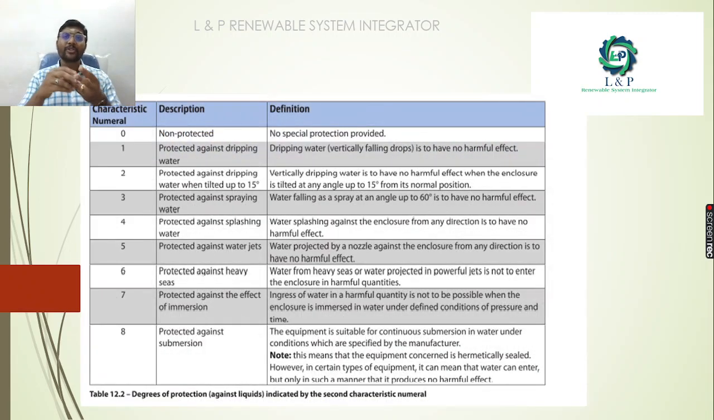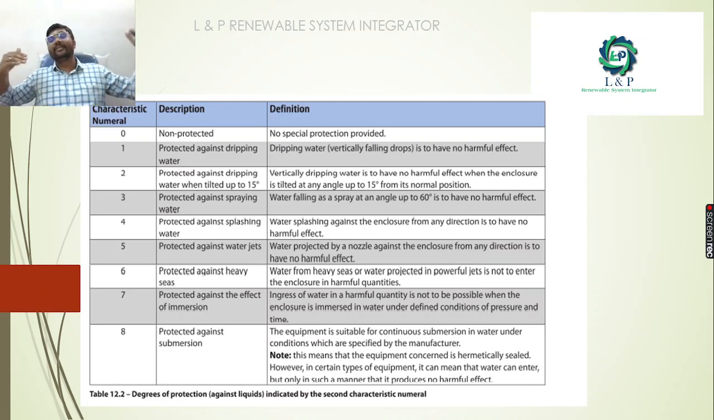The next numeral refers to the degree of protection against liquid. For example, IP56 means it has very good protection against heavy seas. Even water projected in a powerful jet cannot enter the location in a way that would harm the ship. So if you are going for an enclosure, it is better to start with a minimum of IP56.